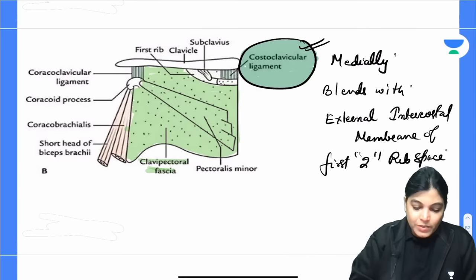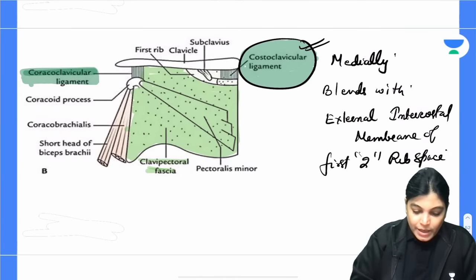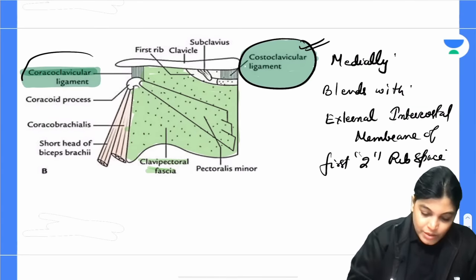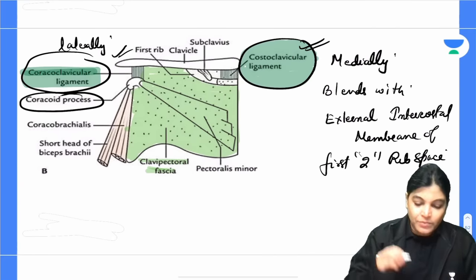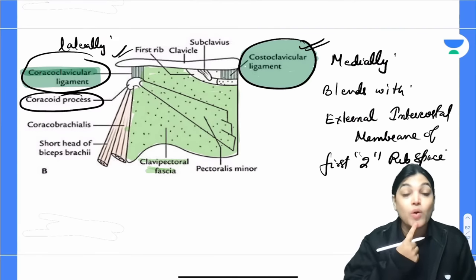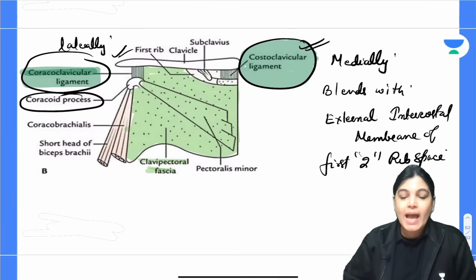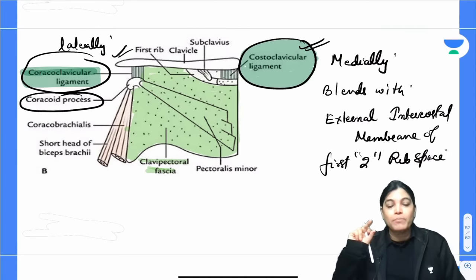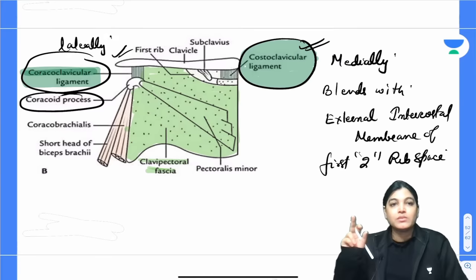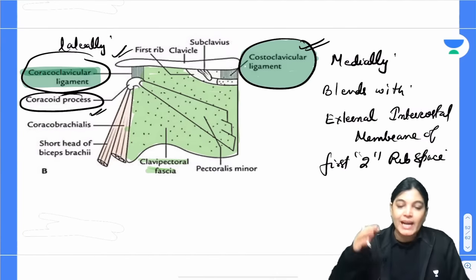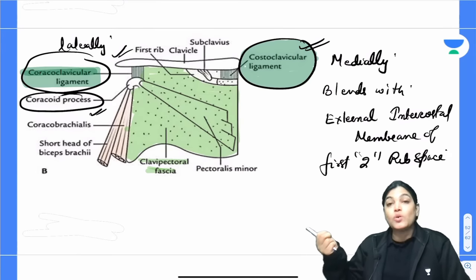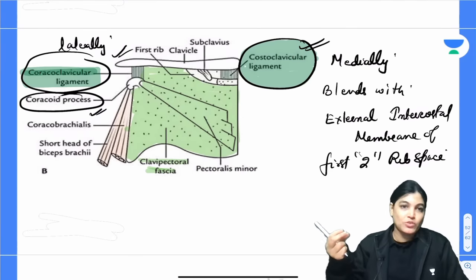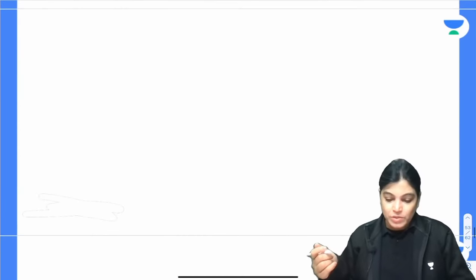On the lateral aspect, it will be merging with the coracoclavicular ligament. Laterally it is blending with the coracoid process and with the coracoclavicular ligament. Actually, the upper thickened part of the clavipectoral fascia extending from the first rib to the coracoid process is called the costocoracoid ligament. So, that is a part of the clavipectoral fascia. We will write this and then we will proceed.